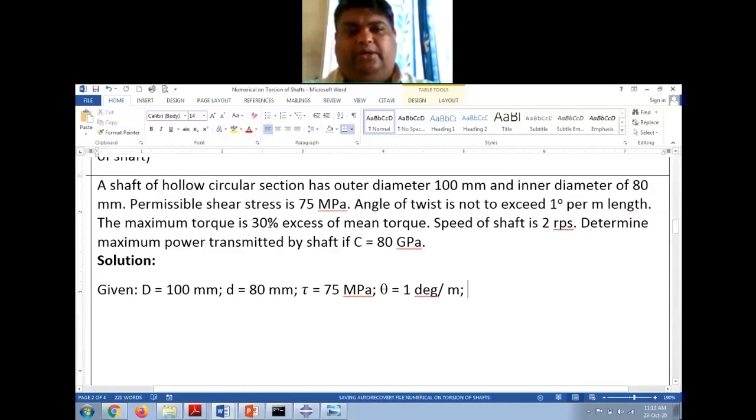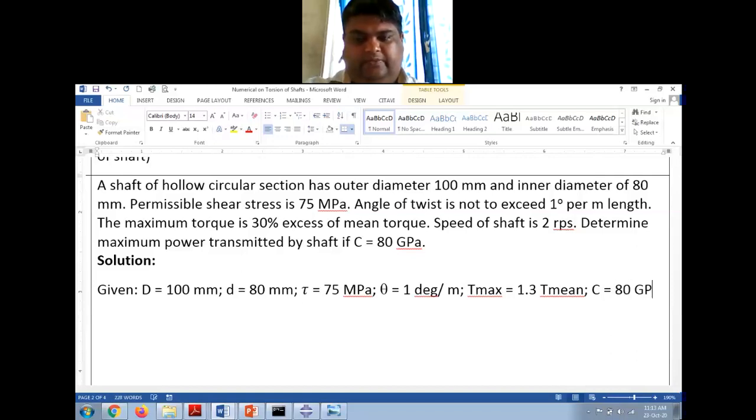The maximum torque is 30% excess of mean torque. So I will call this as T max is equal to 30% excess means 1.3 times T mean, right? So 1 is 100%, 30% means 0.3 I'm adding to this. So T mean plus 0.3 T mean is T max, right? Then the C is given, that is modulus of rigidity. C is equal to 80 GPa.